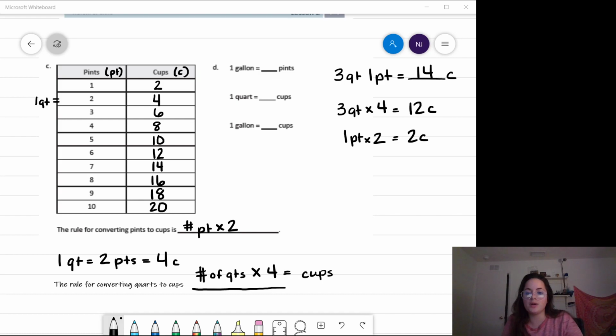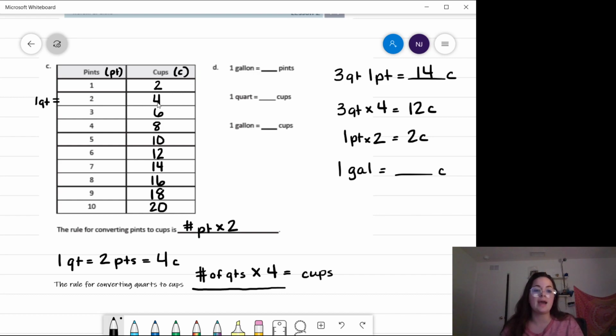Okay, so I'm going to give you one more, and then we're going to be almost done. This one's going to be kind of a tricky one. I want you to figure out how many cups are in 1 gallon. Now, we did not come up with a conversion for gallons to cups, so you're going to need to think about the relationships that we've talked about.